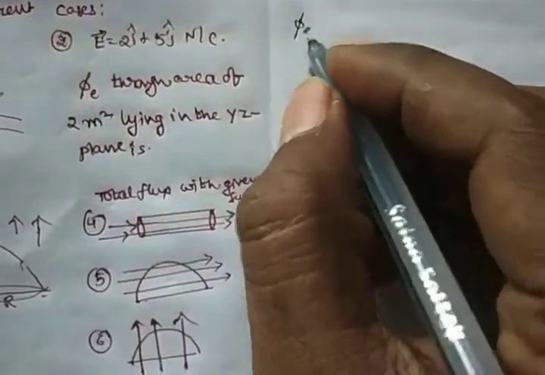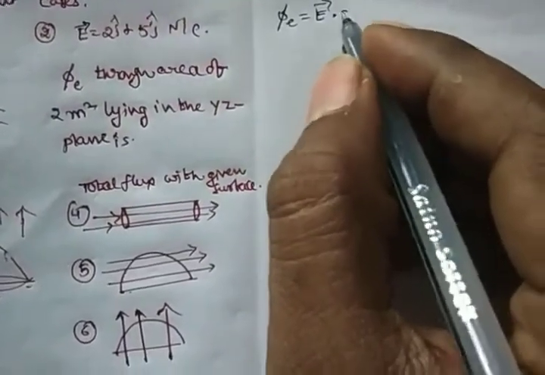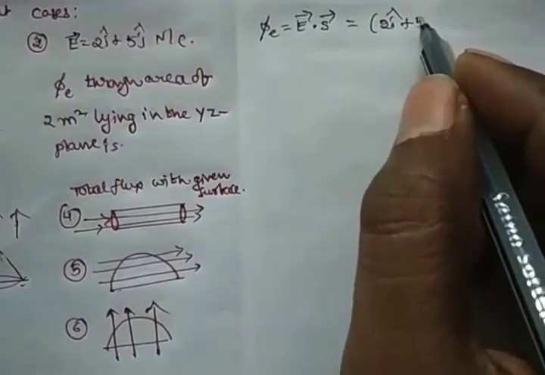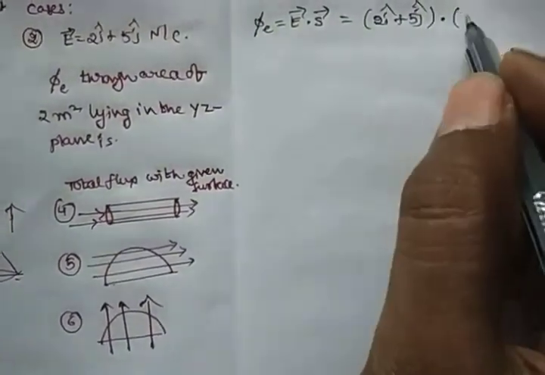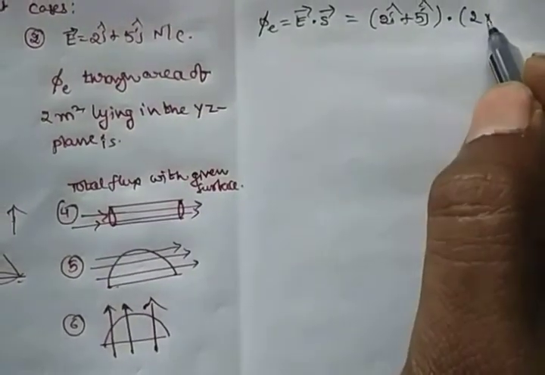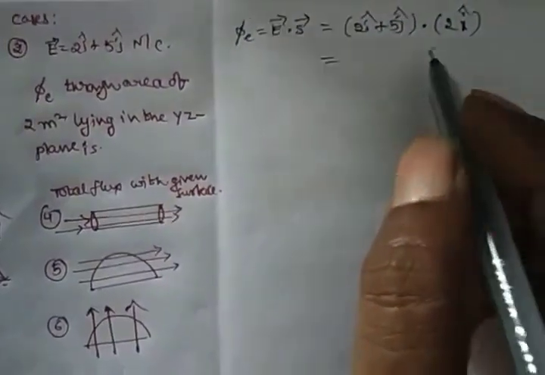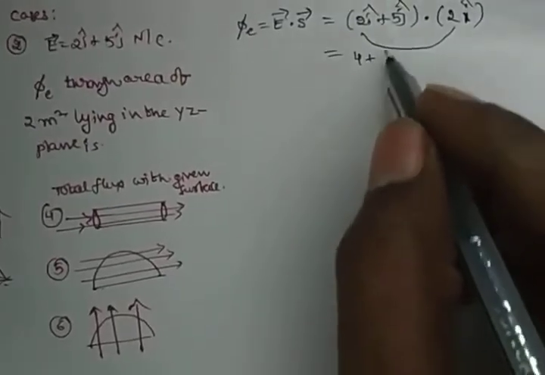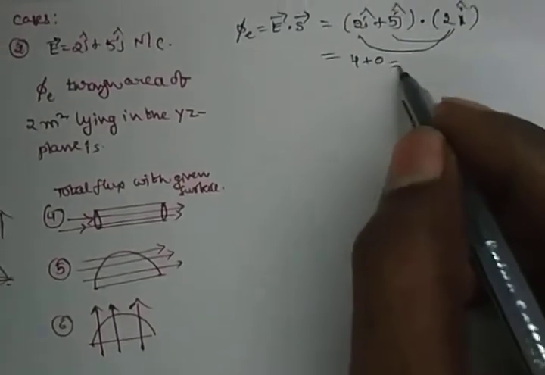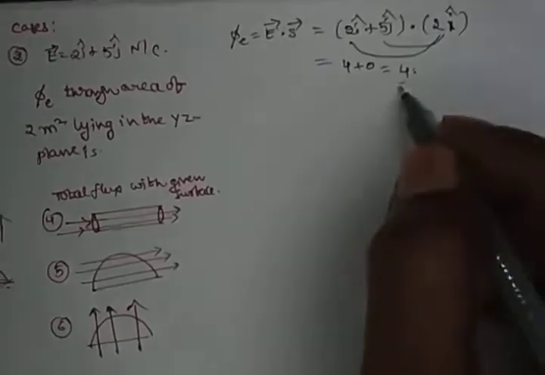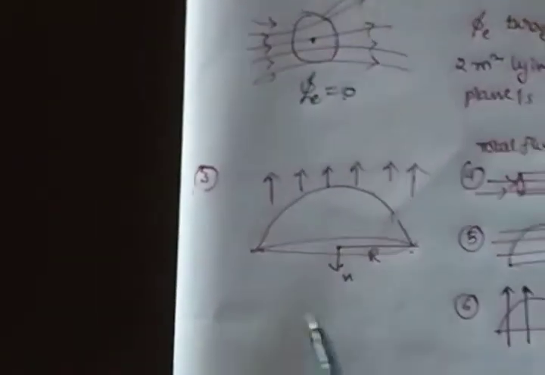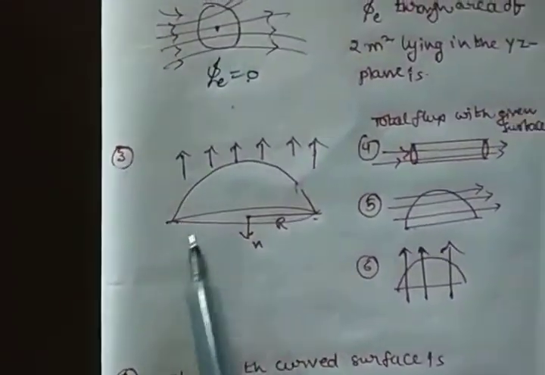That means phi E is the dot product of E bar and S bar. E bar is given as 2i cap plus 5j cap, and S bar is 2i cap. So the dot product of 2i and 2i gives 4, plus 5 into 0 gives 0, so the flux is 4. Okay, next, the third one.